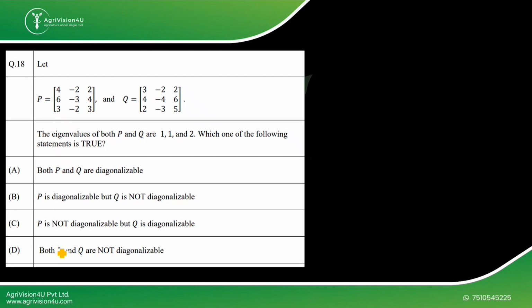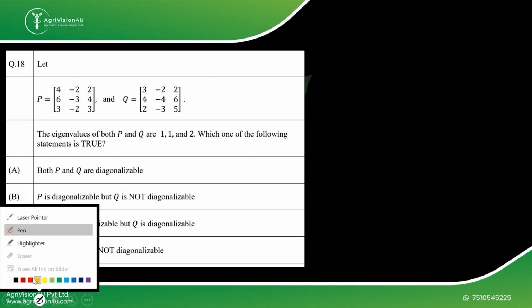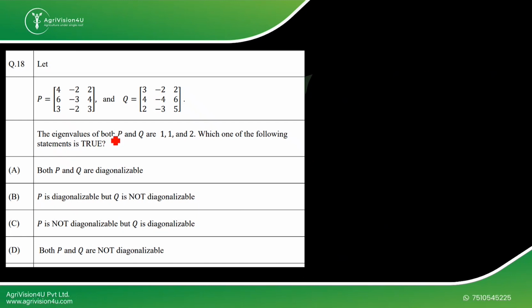Now let's see the 18th question. What does it ask? Two matrices are given to us, P and Q. The eigenvalues of P and Q are given as 1, 1, and 2. Which of the following statements is true? Both P and Q are diagonalizable. P is diagonalizable, but Q is not diagonalizable. Similarly, P is not diagonalizable, but Q is diagonalizable. Both P and Q are not diagonalizable. Okay, so now you have to see which of the following holds true.